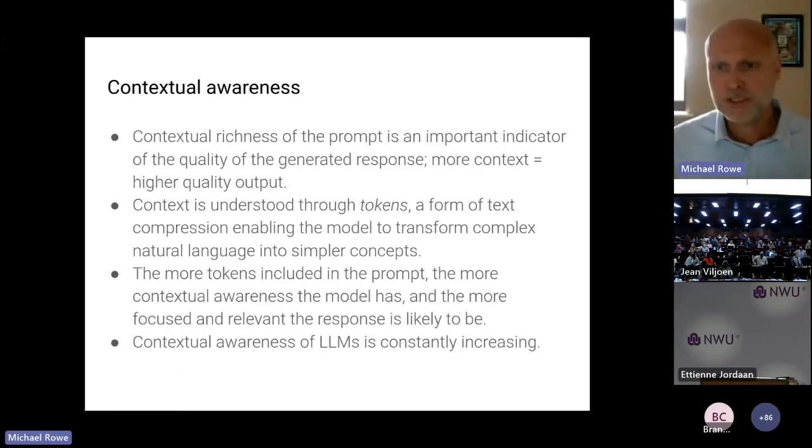The contextual richness of the prompt is a really important indicator of the quality of the generated response. And the more context there is in the prompt, the higher quality the output is. This context is understood through something called tokens. And a token is a form of text compression that allows the model to transform our complex natural language into simpler concepts. And I think for the purposes of this presentation, it's not necessarily important to understand the details of how that happens, only that we're seeing language models that are able to take more and more tokens as part of the prompt, which allows them to generate more contextually aware and rich responses. And this allows the response from the language model to be more focused and relevant.